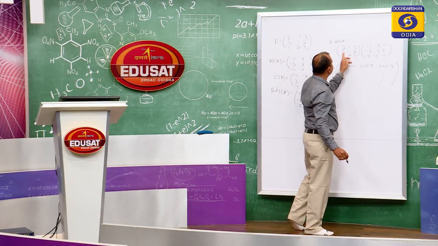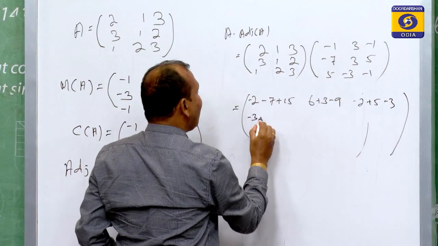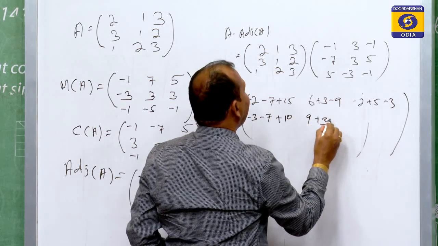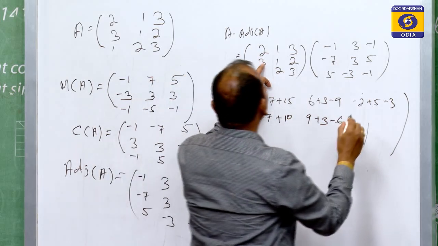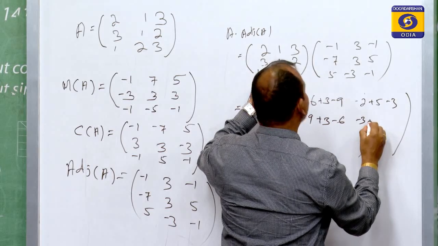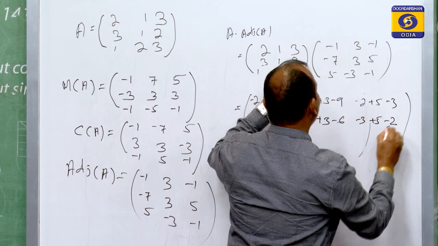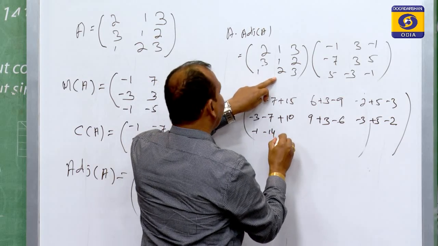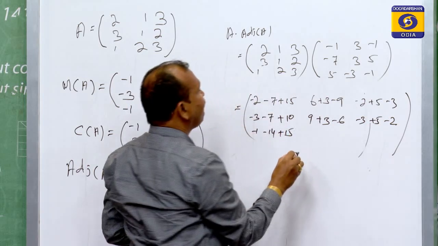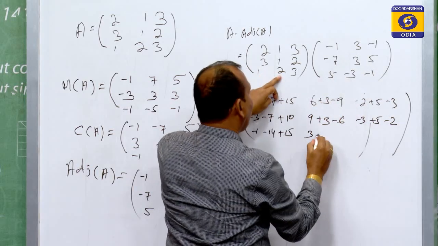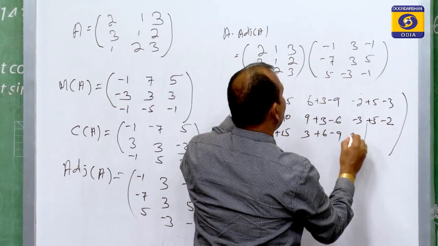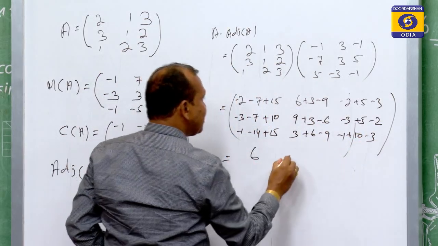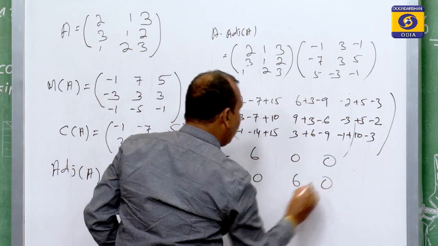The second row becomes minus 3 minus 7 plus 10, that becomes 0. Then 9 plus 3 minus 6, that becomes 6. Then minus 3 plus 5 minus 2, that becomes 0. Then minus 1 minus 14 plus 15, that becomes 0. Then 3 plus 6 minus 9, that becomes 0. Then minus 1 plus 10 minus 3, that becomes 6. Then we have 6 0 0, 0 6 0, 0 0 6.